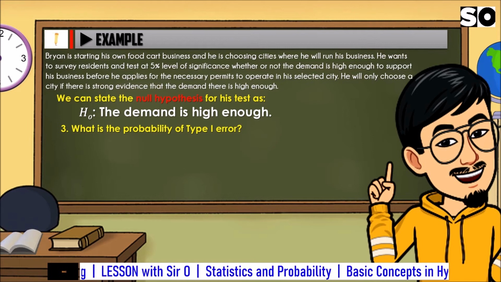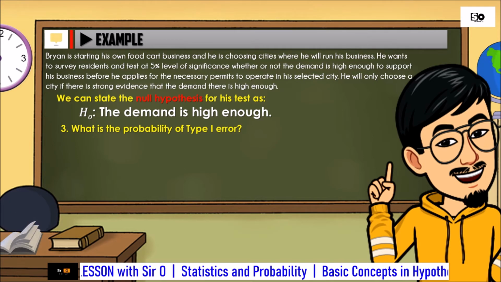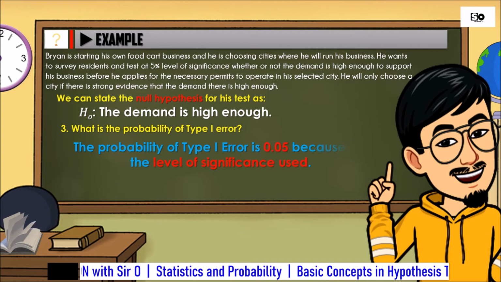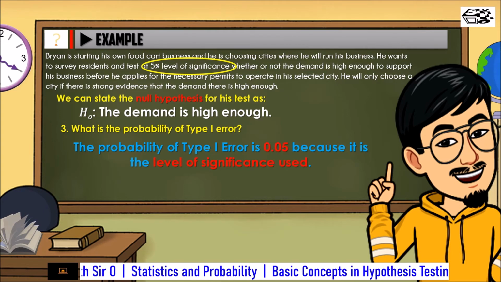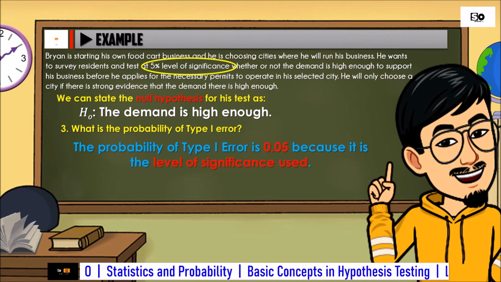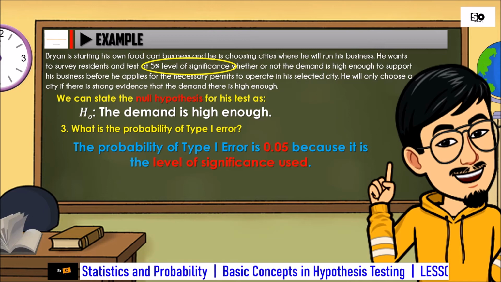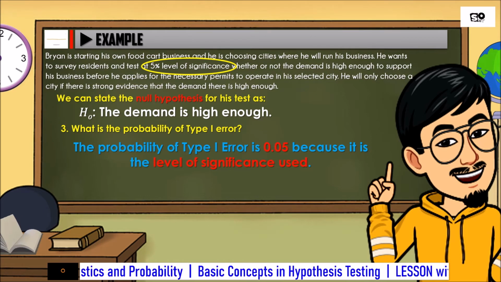Number 3. What is the probability of the type 1 error? The probability of the type 1 error is 0.05 because it is the level of significance used.